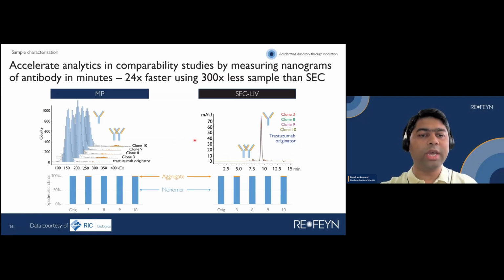But we can get similar data with SEC, just that we have to spend a lesser amount of sample. In this case, we used 30 nanograms of antibody sample. In SEC-UV, it was 10 micrograms. So it is 310 times less sample. And we did it 24 times faster because each analysis can take around a few minutes for mass photometry. However, for SEC-UV, it might take a longer time.